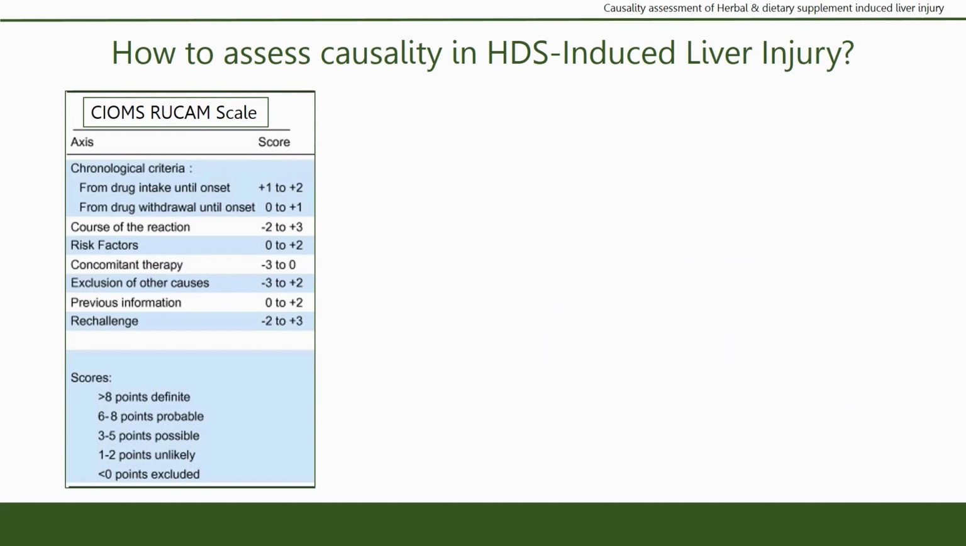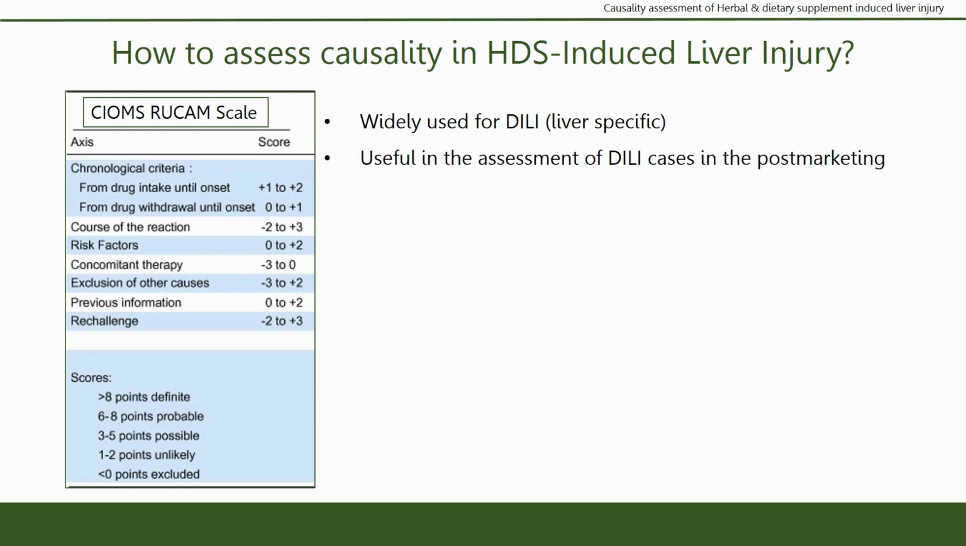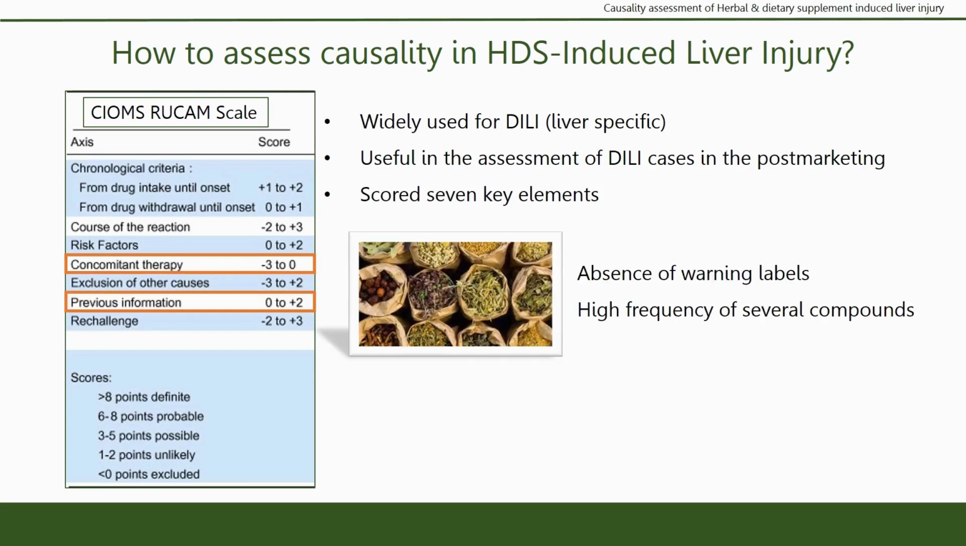The RUCAM scale is recommended by the European Association and is widely used for DILI causality assessment as it is liver specific and validated for hepatotoxicity. It's very useful in the assessment of DILI cases in the post-marketing, and it evaluates 7 key elements which are scored, and sum to provide the final diagnosis: definitive, probable, possible, unlikely, or excluded. But when we face a HILI case, this scale is limited because warning labels are rare, and the frequent polypharmacy of these supplements is a very important limitation that may reduce the final score.